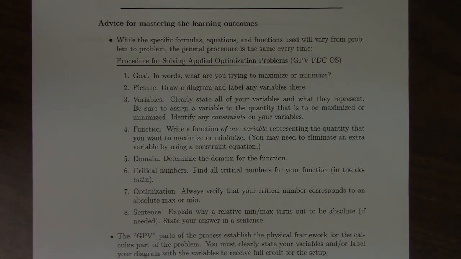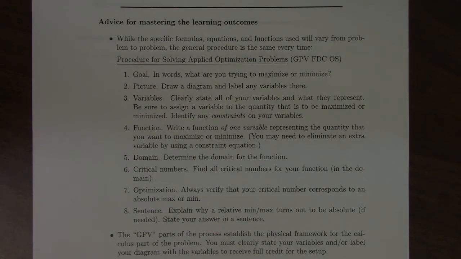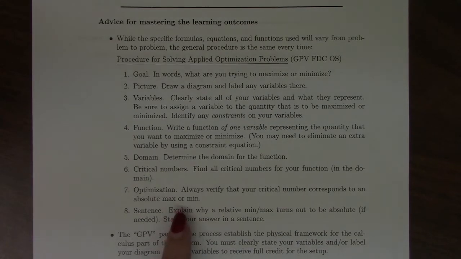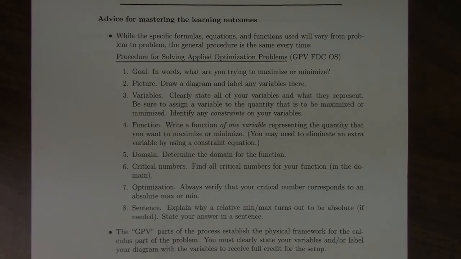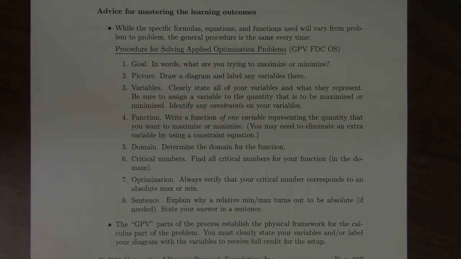Write a function of one variable representing the quantity you want to maximize or minimize. State the domain of the function. And then find any critical numbers. So we want to find all the critical numbers within the domain. And then we need to verify that the critical number corresponds to an absolute min or max. And as always, when we complete problems like this, we want to end with a complete sentence explaining our answer.